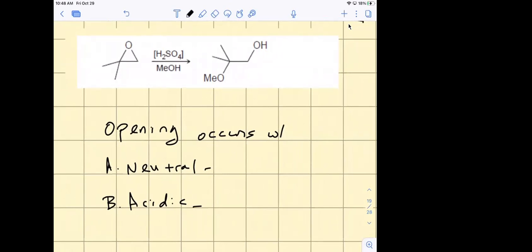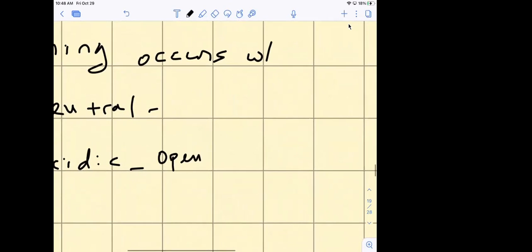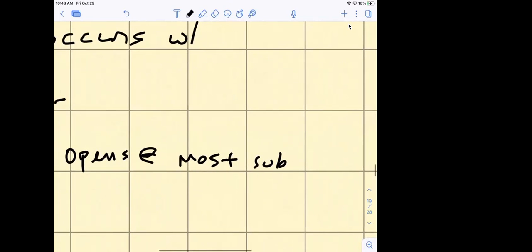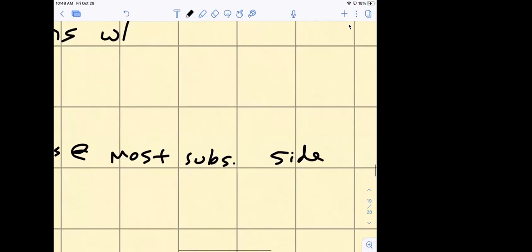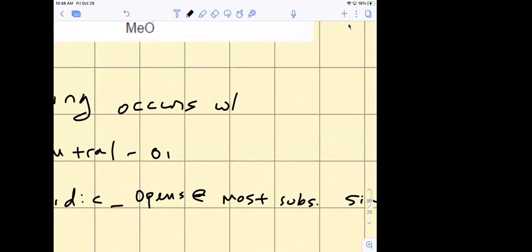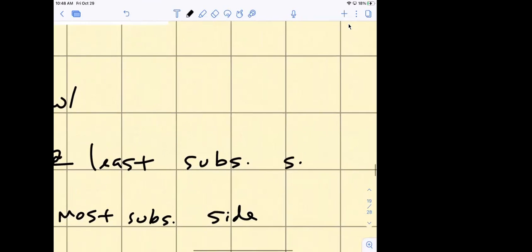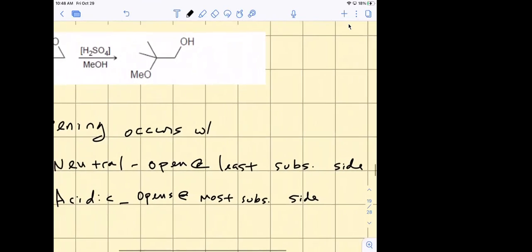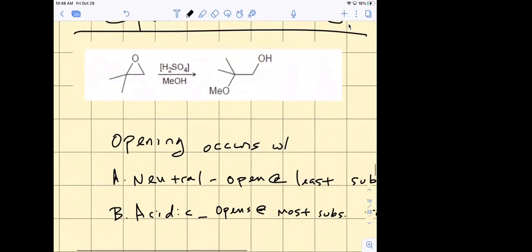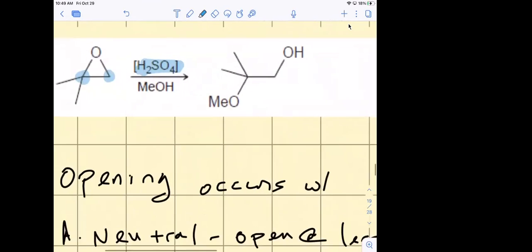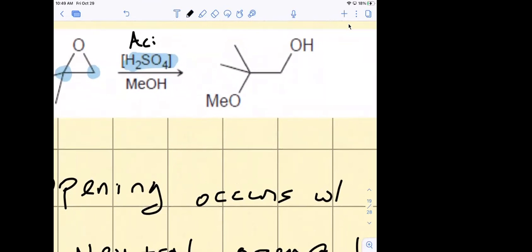Right? So under acidic conditions, it's going to open at the most substituted side. Under neutral conditions, it's going to open at the least substituted side. Right, so if we look back at our epoxide, you can see here that this carbon is more substituted than that one. And you can also see that there's sulfuric acid present. So this is going to be under acidic conditions.